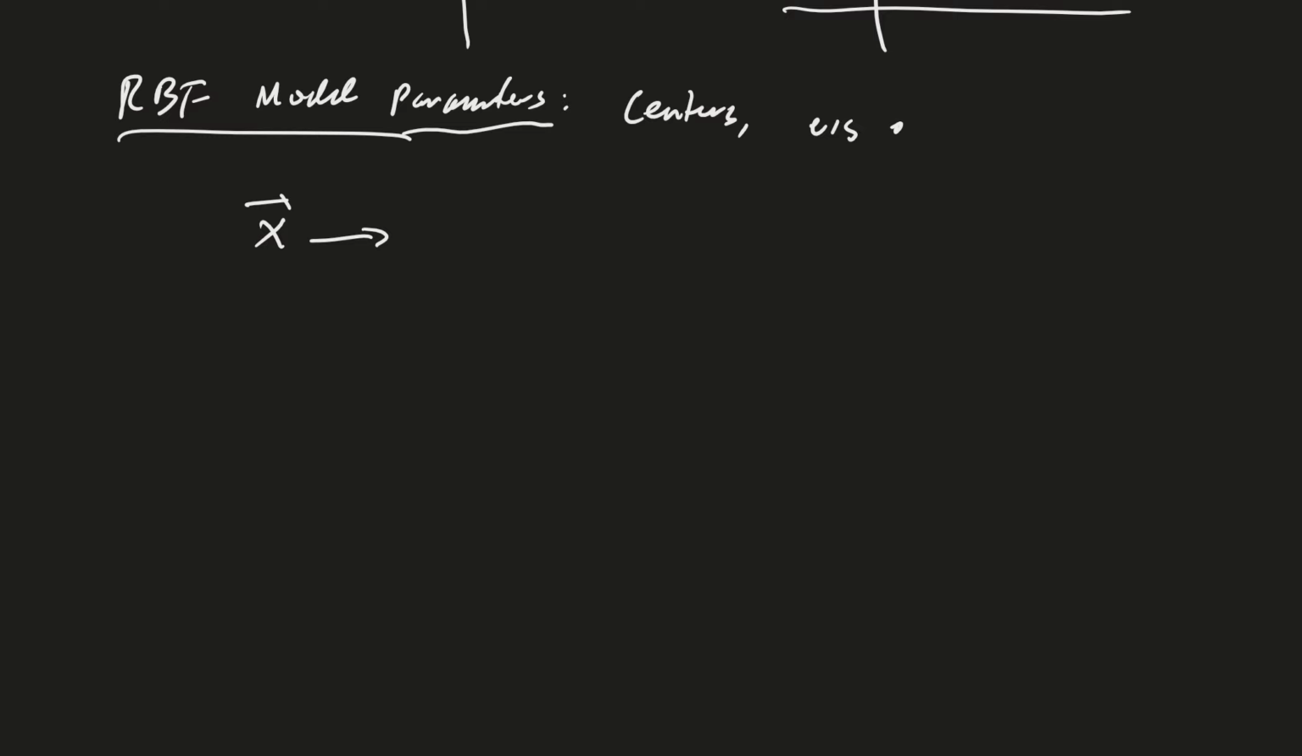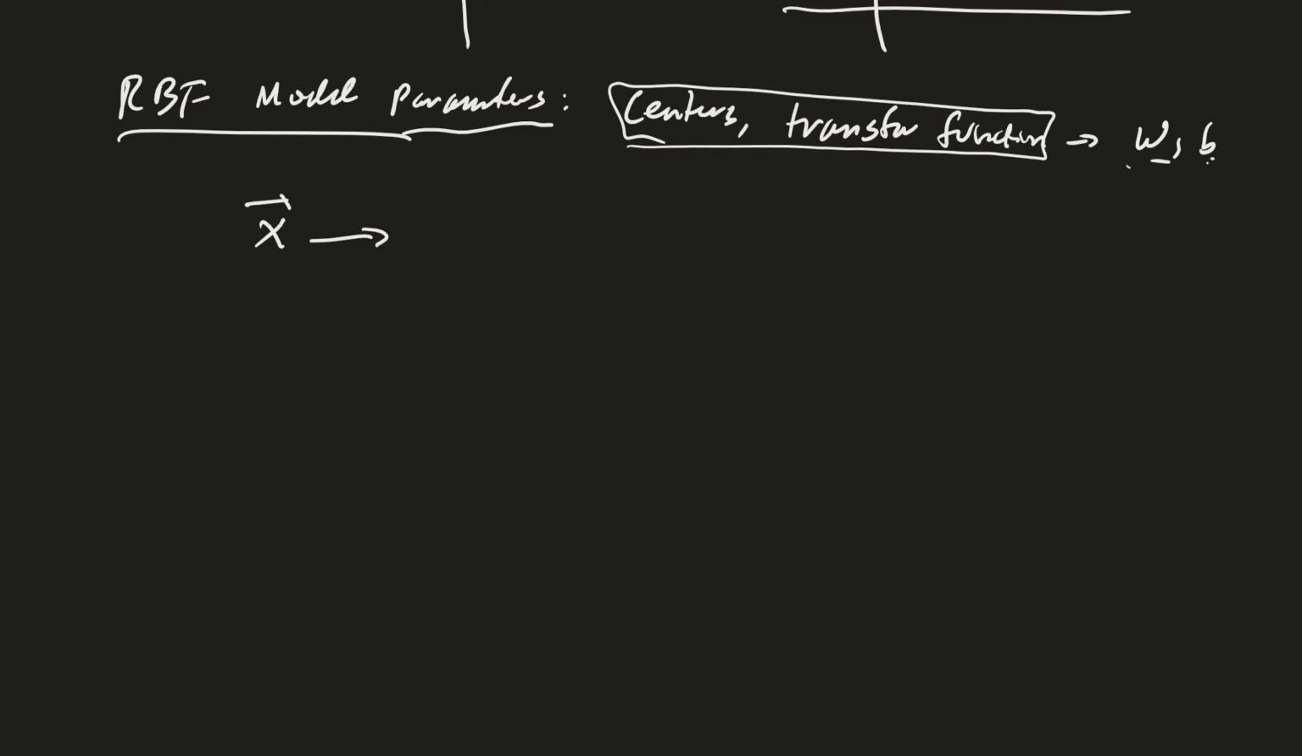Oh, you know what? Let me save the weights and biases for later, because if I have the centers and the transfer function, then I get the weights and biases, W and B, from linear algebra. And so that's really defined just by the centers and the transfer function. And then the weights and biases will come for free.